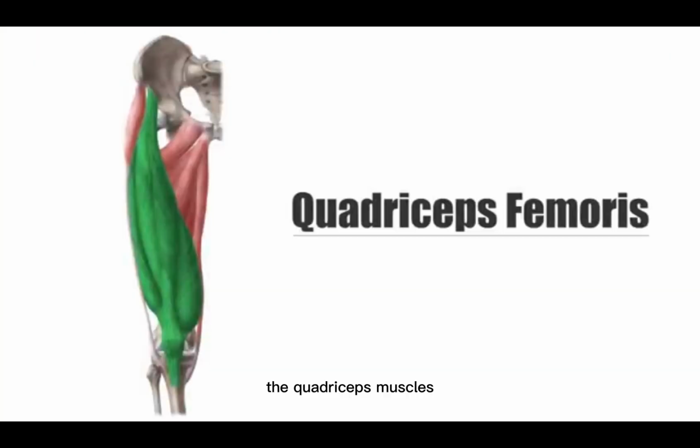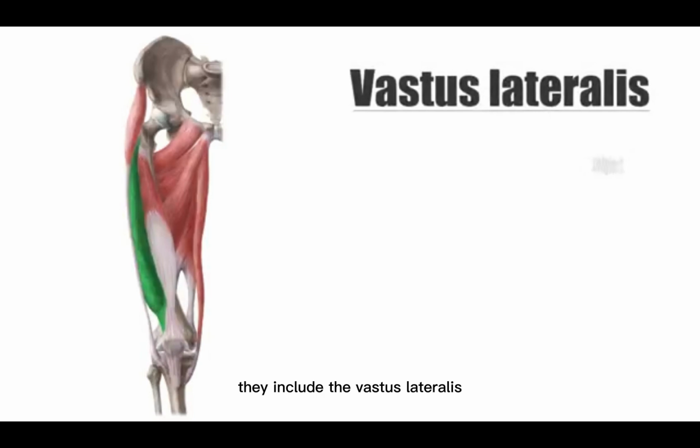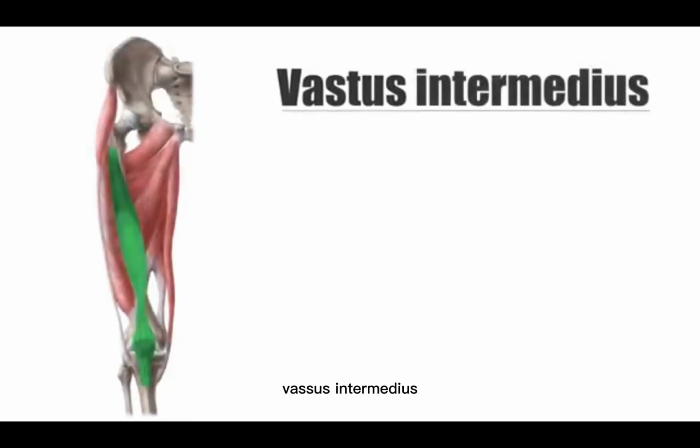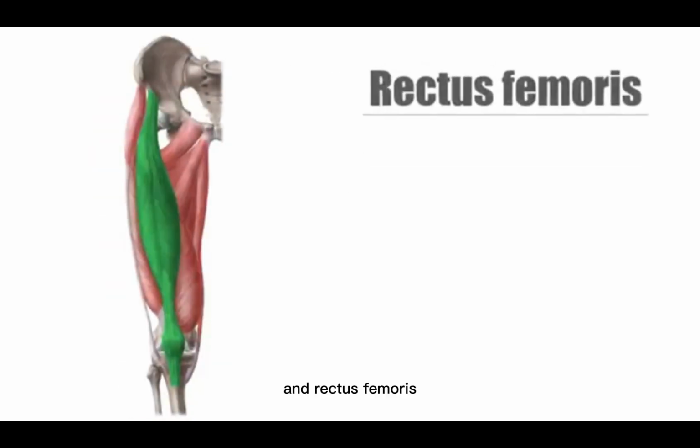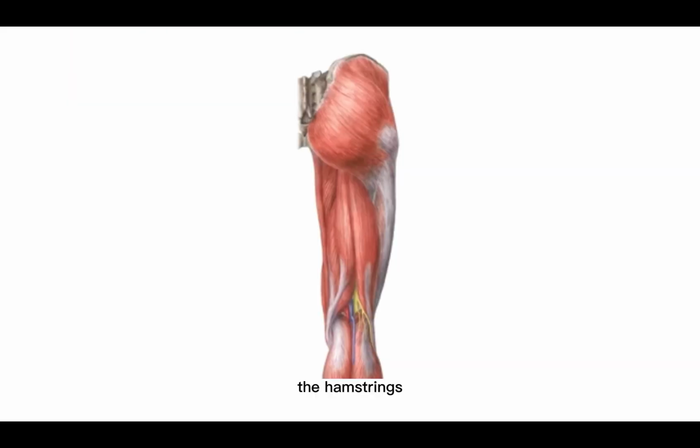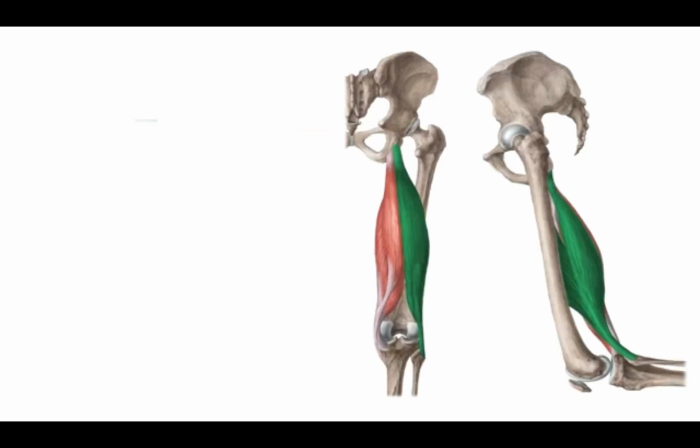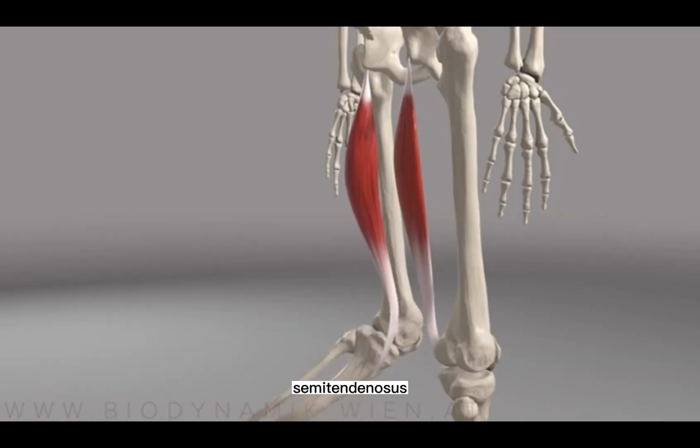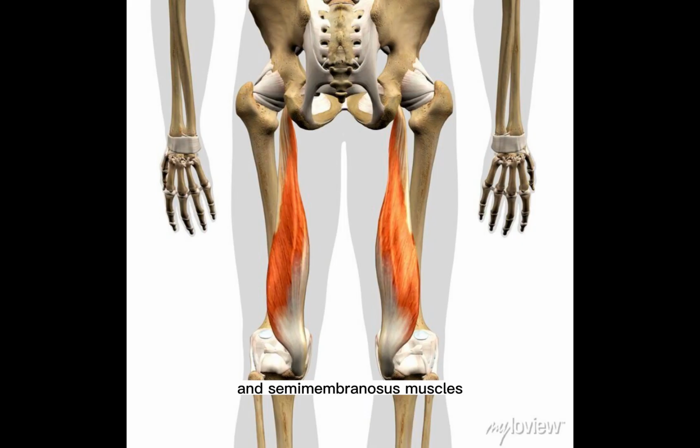The quadriceps muscles, located in the front of the thigh, are essential for knee extension. They include the vastus lateralis, vastus medialis, vastus intermedius, and rectus femoris. The hamstrings, located at the back of the thigh, help in knee flexion. They consist of the biceps femoris, semitendinosus, and semimembranosus muscles.